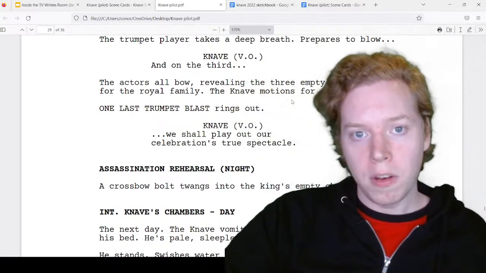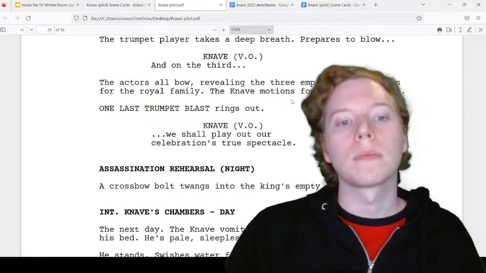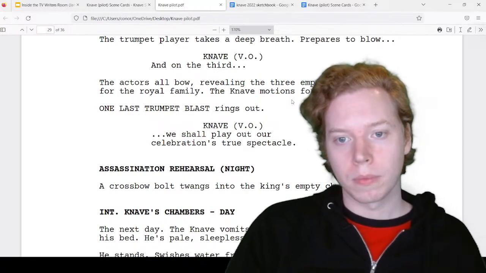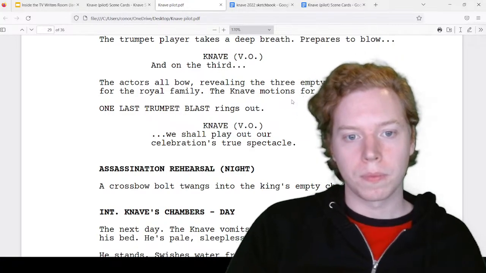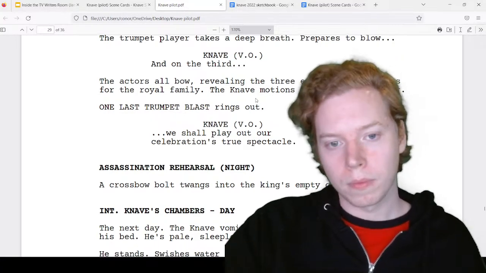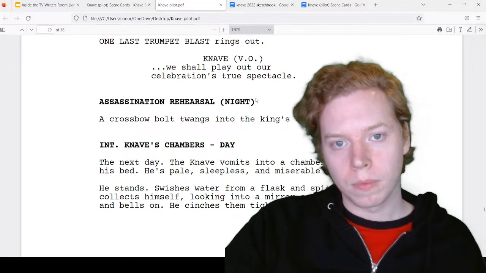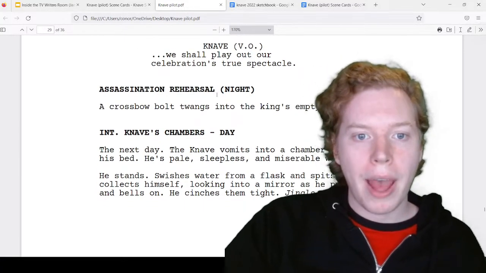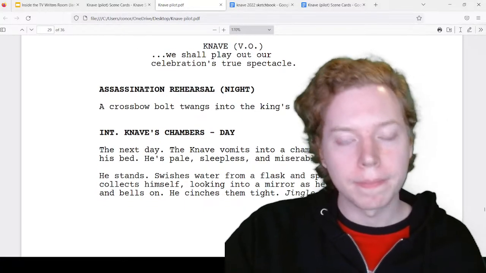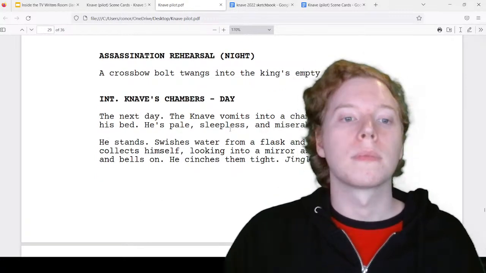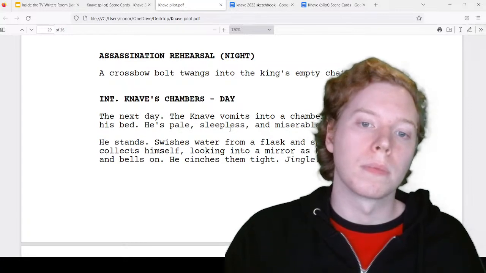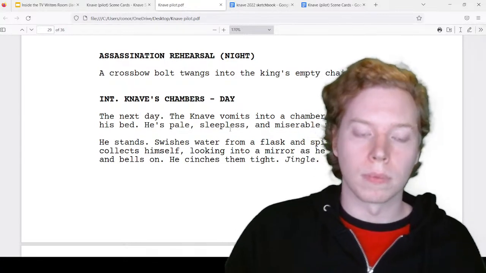And on the third... The actors all bow, revealing the 3 empty reserved seats for the royal family. The knave motions for them to go lower. One last trumpet blast rings out. We shall play out our celebration's true spectacle. Assassination rehearsal, night. A crossbow bolt twangs into the king's empty chair.